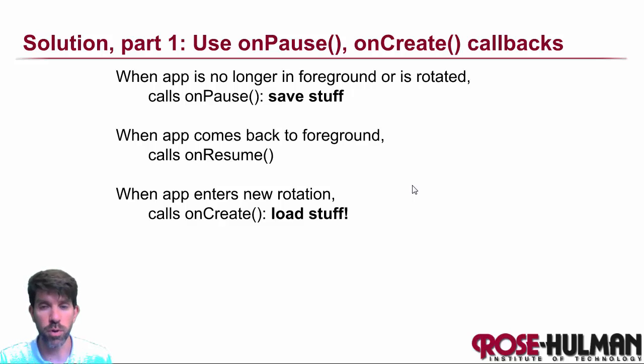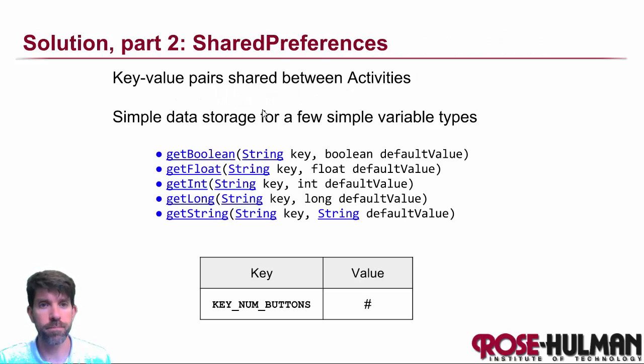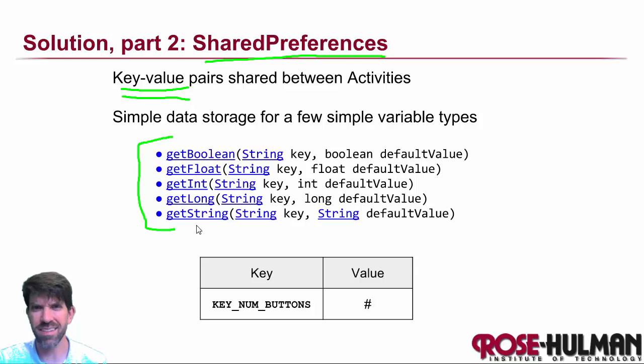Now the question is, what do we put there? The second part of our solution is to use what we called shared preferences. These are very similar to some things that we've seen recently, intent extras. They're key value pairs that are going to be shared between the activities. They're actually even simpler than extras in terms of the types of data that you can put there. You really have essentially these 5 types, and I think it'll let you save sets of strings all at once. But very straightforward: booleans, floats, ints, longs, and strings, and that's about it. So we want to save the number of buttons off.